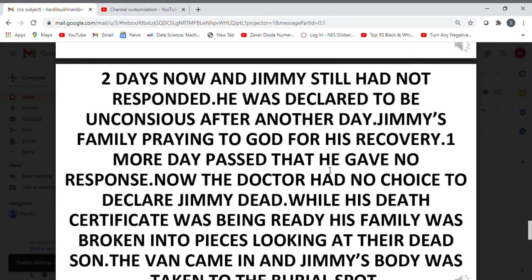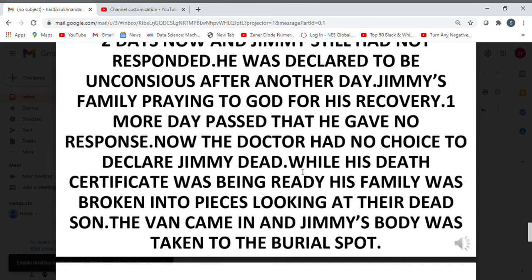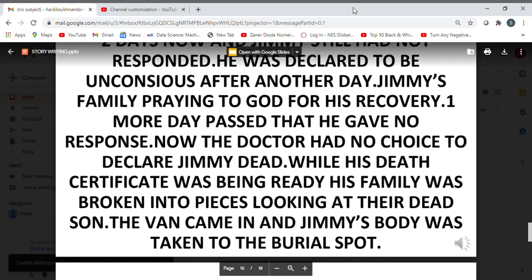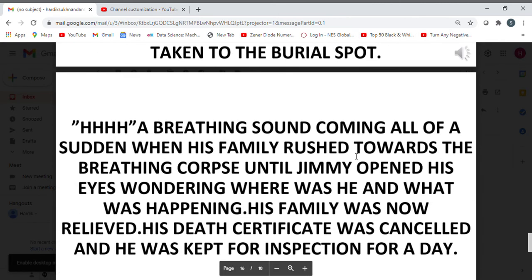One more day had passed and he gave no response. Now the doctor had no choice but to declare Jimmy dead. While his death certificate was being prepared, his family was broken into pieces looking at their dead son. The van came in and Jimmy's body was taken to the burial spot. So now, an emotional moment has been added in my story just so that it doesn't go forward with it. So obviously the family has been pretty much terrified looking at their dead son.